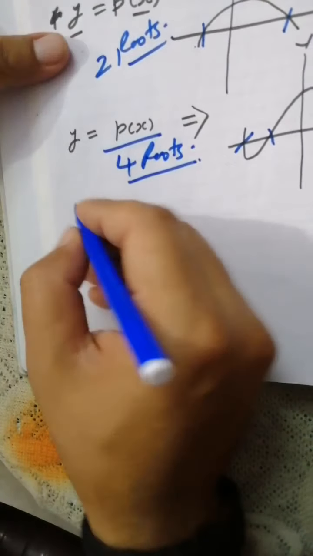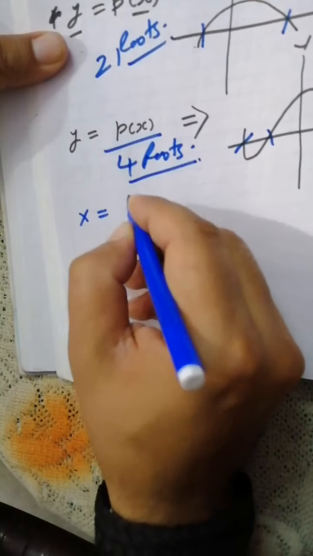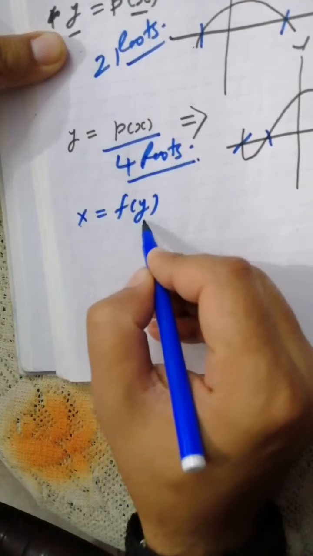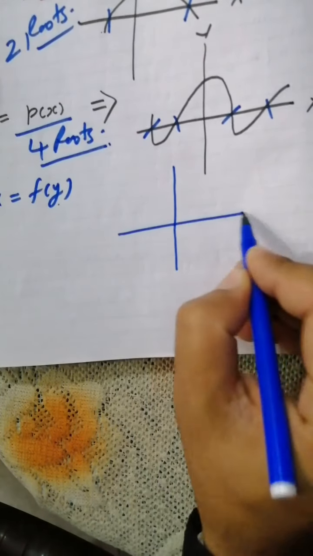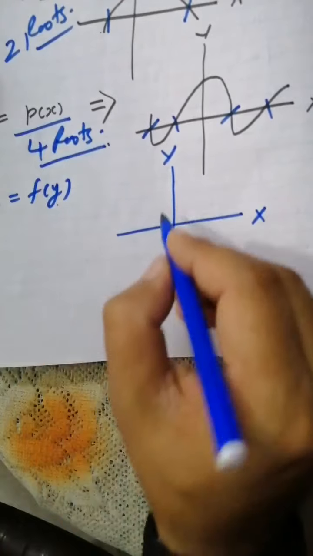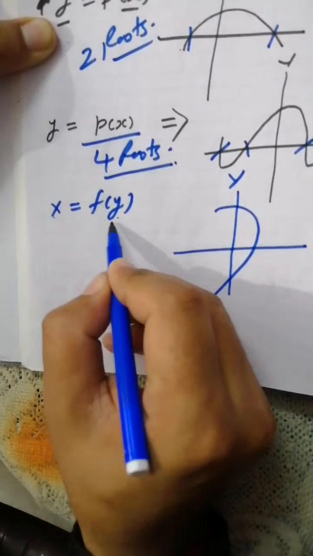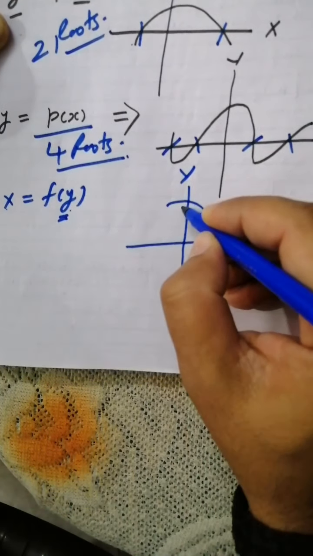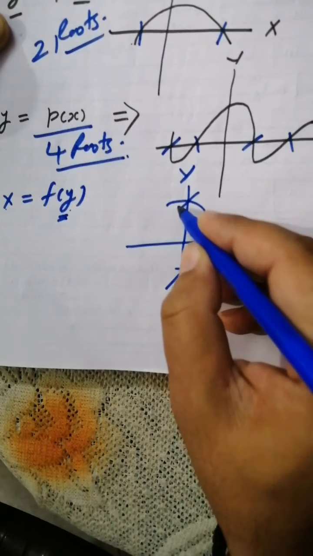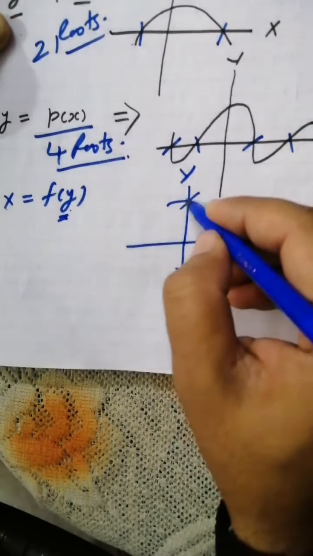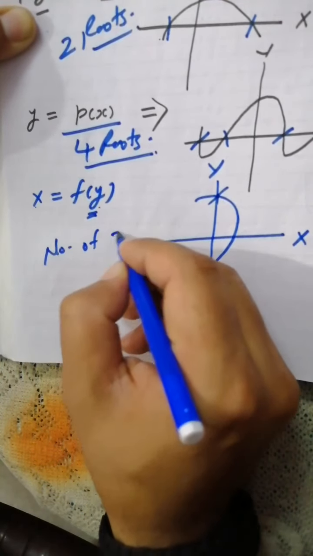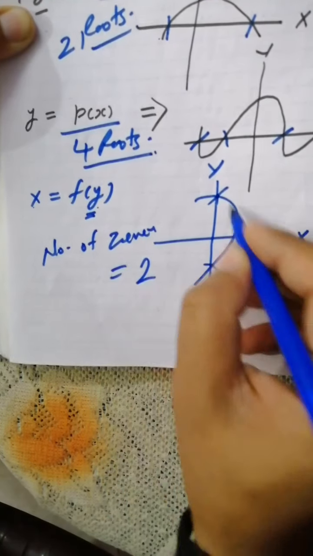Now if I reverse the function, it means x equals f(y). Now the function is of x in terms of y, and you are making the graph in this way, taking this as the x-axis and this as the y-axis, and you are plotting the graph like this. So here you can see the function is of y. So you will see the points on the y-axis. Here on the y-axis there are 2 points. So the number of zeros or roots equals 2. So this polynomial has 2 roots.